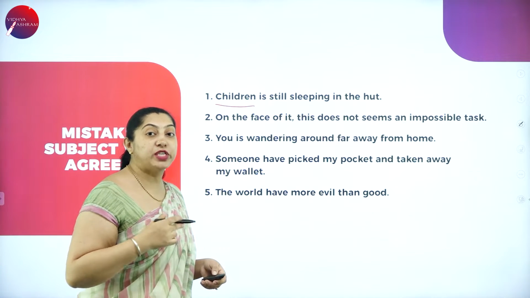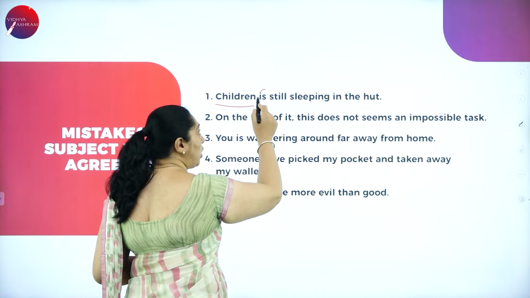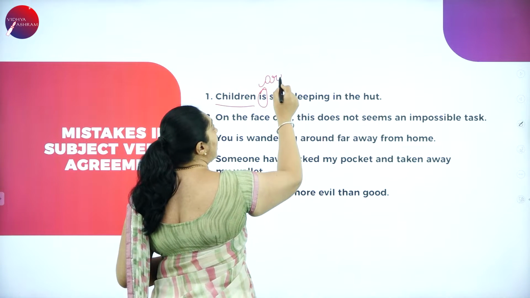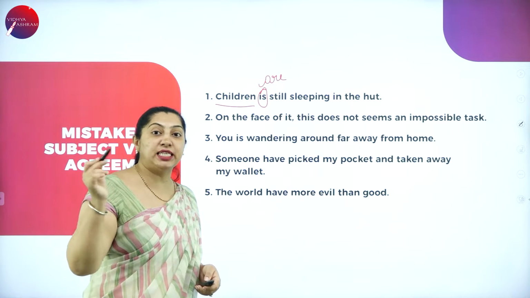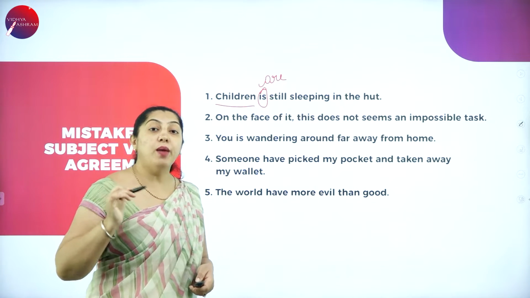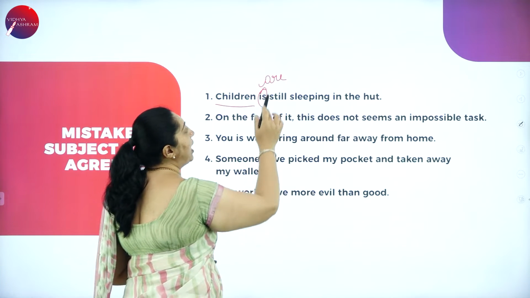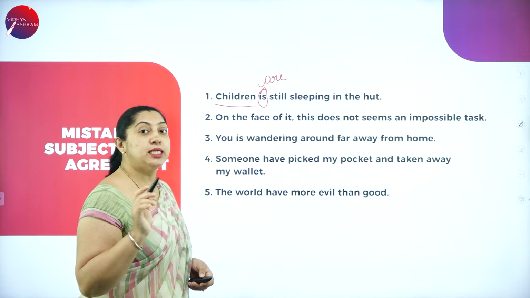The plural of child is children. It is more than one. So, when I'm talking about the plural thing, it is "are". We are using "are", not "is". If it is a child, then "child is sleeping", correct. I'm talking about children. So, you will write the answer as "children are still sleeping in the hut". It is not "is", it is "are".